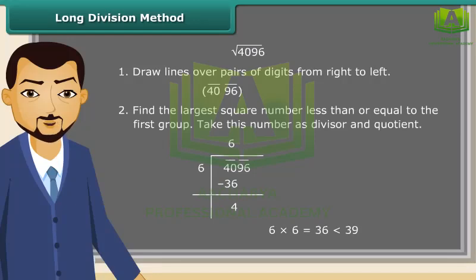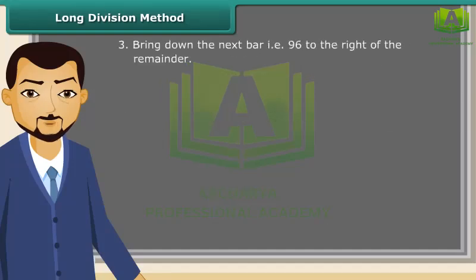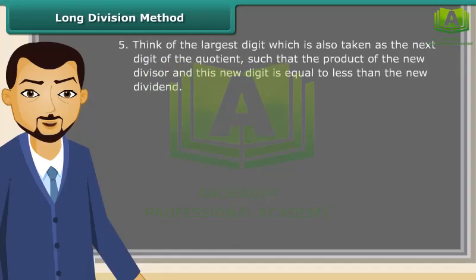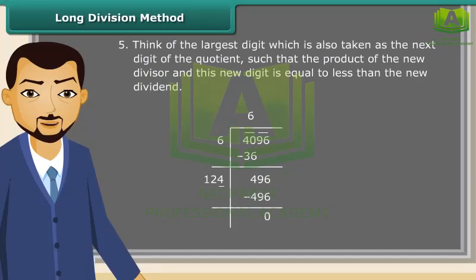Now subtract 36 from 39. After that, bring down the next bar, that is 96, to the right of the remainder. Now double the divisor. Next, think of the largest digit, which is also taken as the next digit of the quotient, such that the product of the new divisor and this new digit is equal to or less than the new dividend. Here we have 124 multiplied by 4 equal to 496. Since the remainder is 0, so the square root of 4096 is 64.